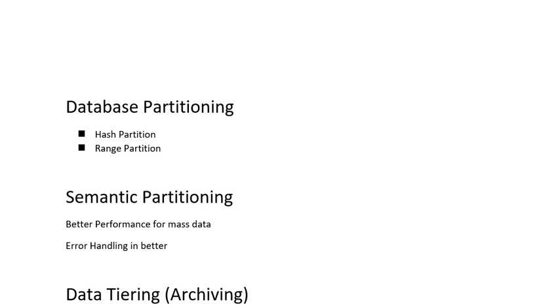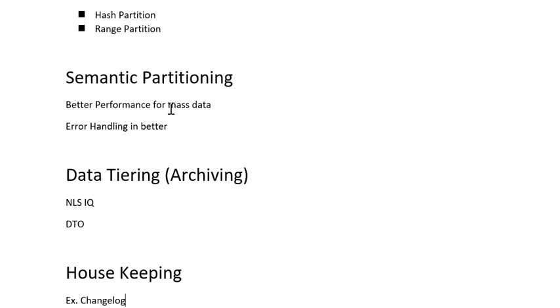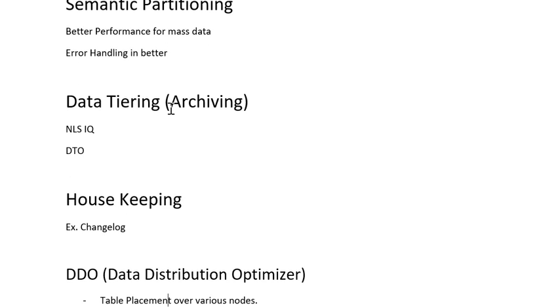In this tutorial, I will be telling you about a few concepts or options that you can apply in the system SAP BW for HANA if your ADSO or your table has a large amount of data, or if your table is crossing 2 billion records, then you should definitely use these options. The first option is database partitioning. Then I will talk about semantic partitioning, then data tiering, housekeeping and DTO.